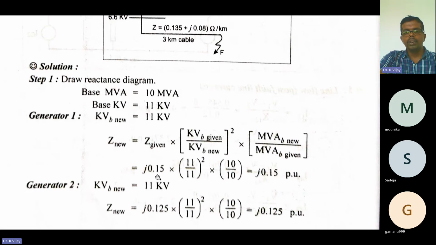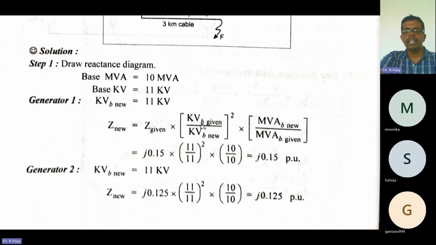So here you can get the direct answer as J into 0.15 per unit, because the KVB new and KVB old values are almost the same. If some problem gives a different old value, then this will change, and in that case you'll get different answers here. So directly the answer is J into 0.15 per unit.